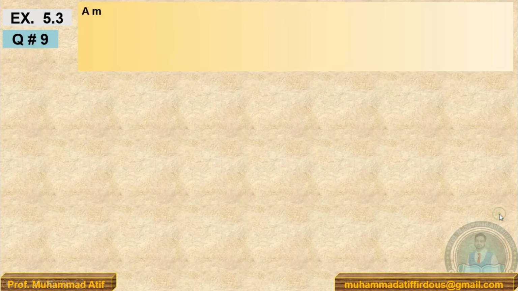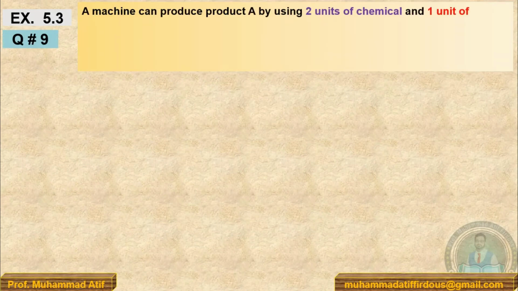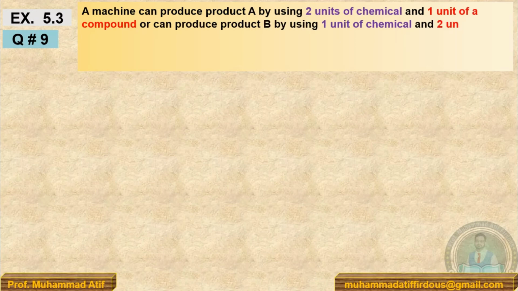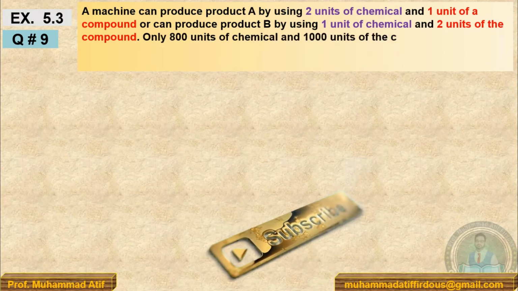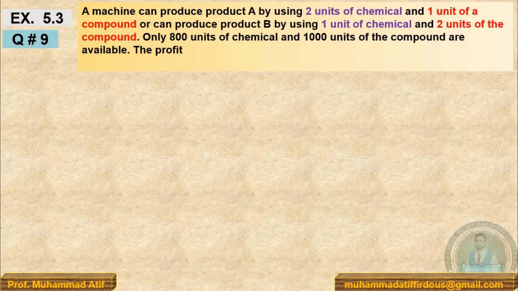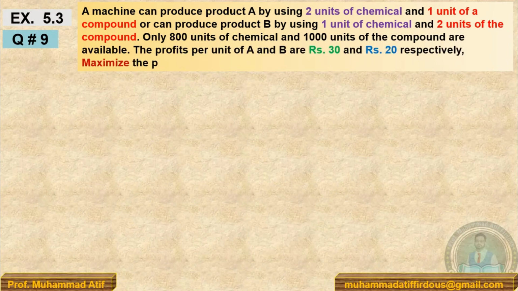And last, our problem for today's lecture is like problem number 7. A machine can produce two types of product: product A takes 2 units of chemicals and 1 unit of compound, and product B takes 1 unit of chemical and 2 units of compound. Only 800 units of chemical and 1000 units of compound are available. The profit per unit of A and B are given. You have to maximize their profit.